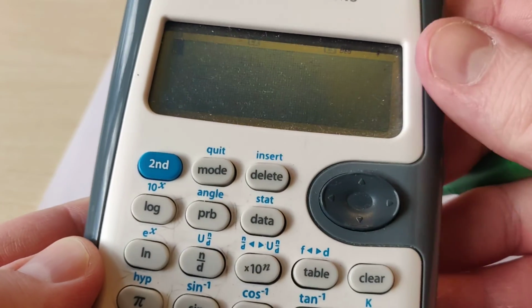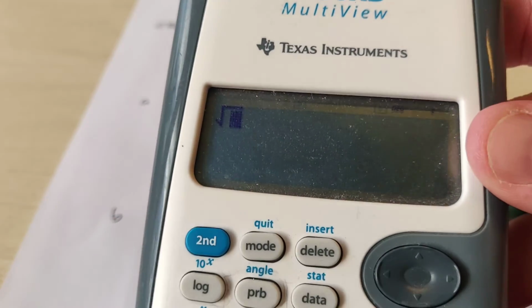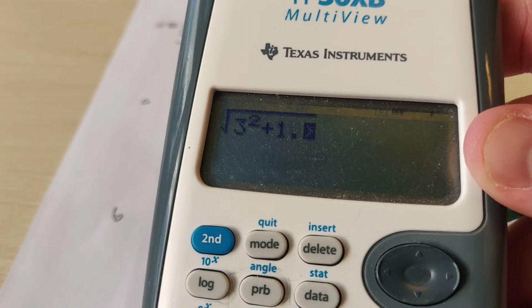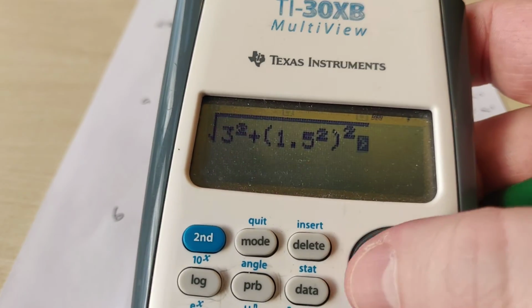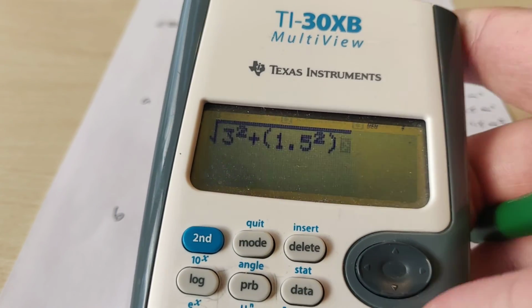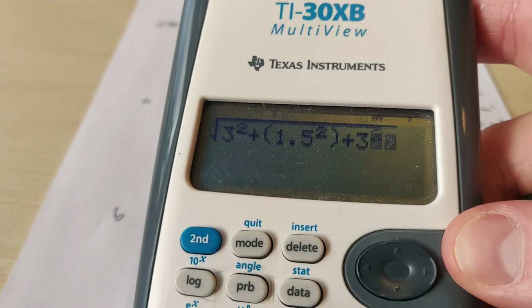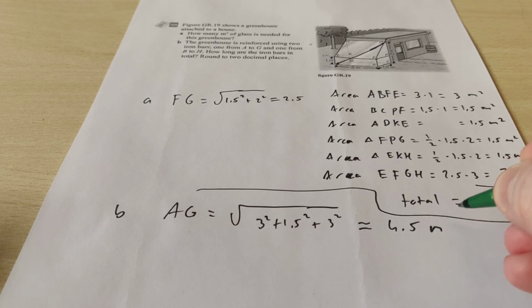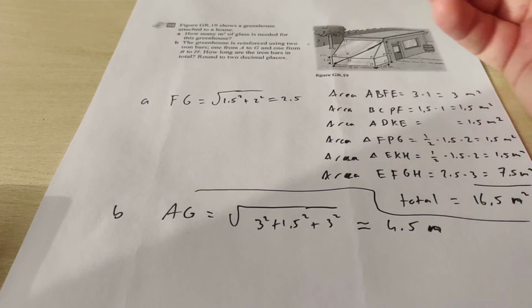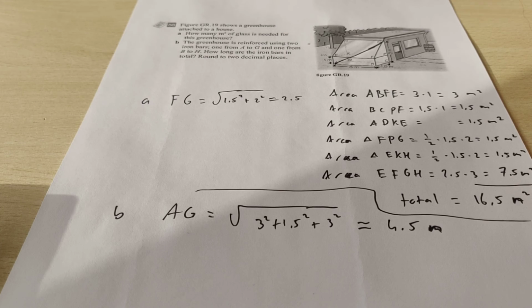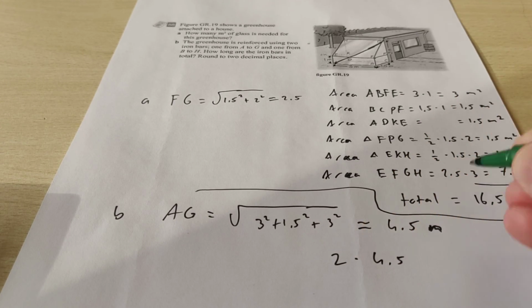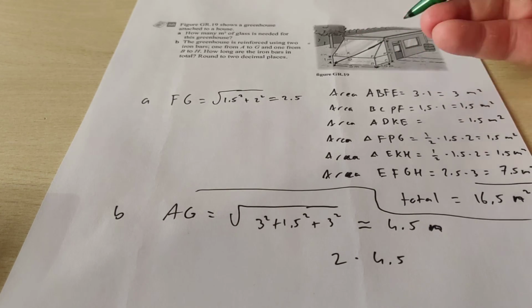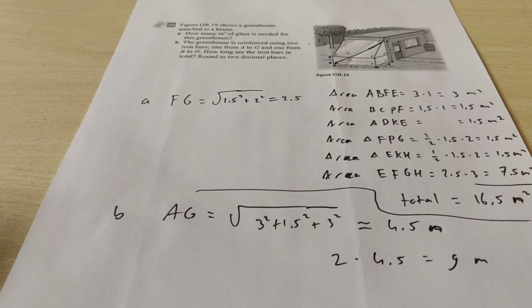First I'm going to delete all of this. Here we have the square root, and then we're going to do 3 squared plus 1.5 squared plus 3 squared. I did an extra squared here, that's totally unnecessary, so let me delete that. We got some bonus brackets there that you don't need, but okay. And then we have 4.5. So that's the answer here: 4.5 meters. It says round off to 2 decimal places, but it only had 1 decimal place. It does say how long are the iron bars in total. So one of those bars is 4.5 meters, and we have to do that times 2, because we have 1 bar here and 1 bar over there. So 9 meters is the final answer.